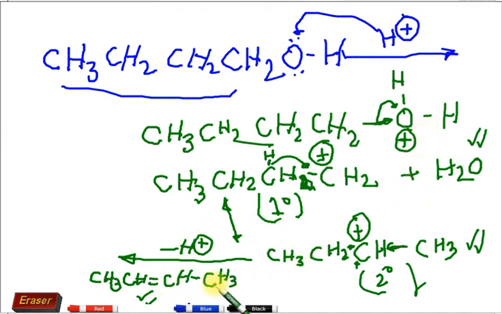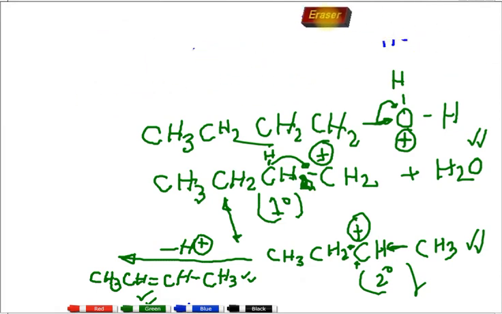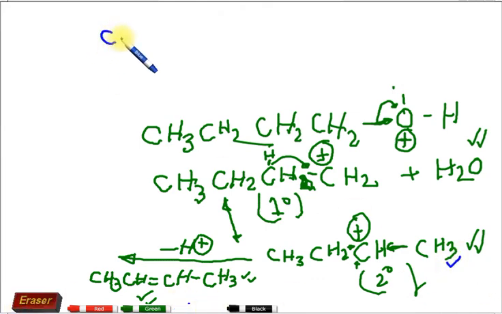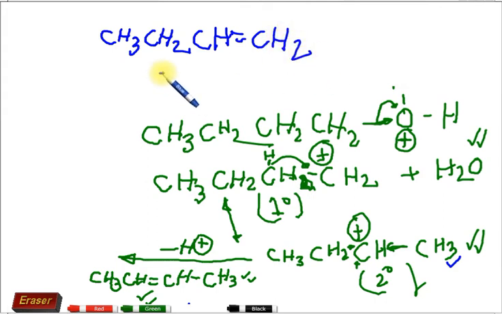Sorry, 1-butene. So this is 1-butene, and the other one will be 2-butene. Sorry, this is 2-butene, and the minor product will be 1-butene. If we take hydrogen from here, we get this as the minor product. This is minor, not major, and this is the major. So this is happening because of rearrangement.